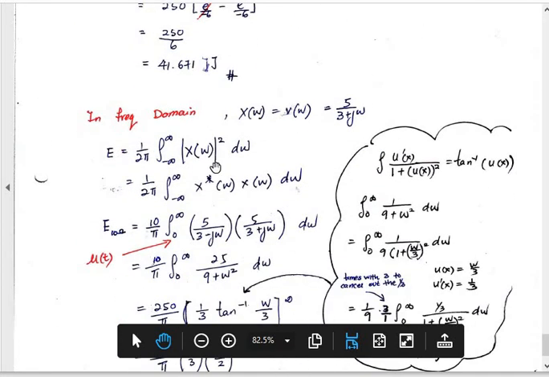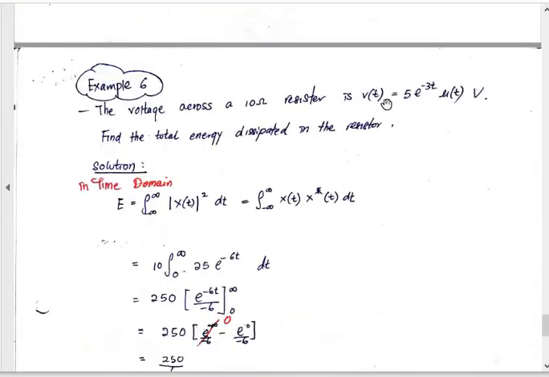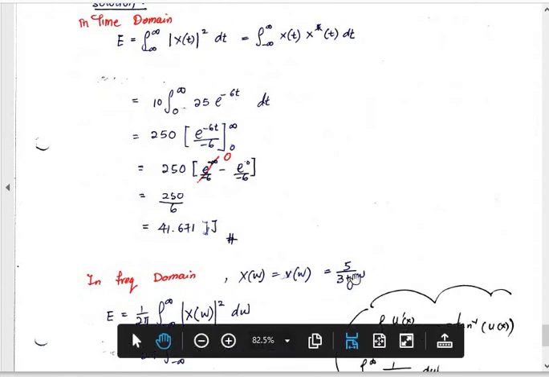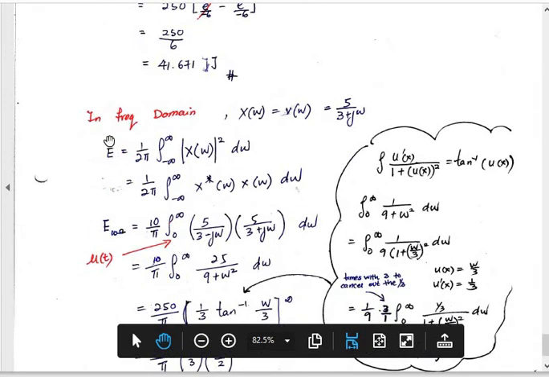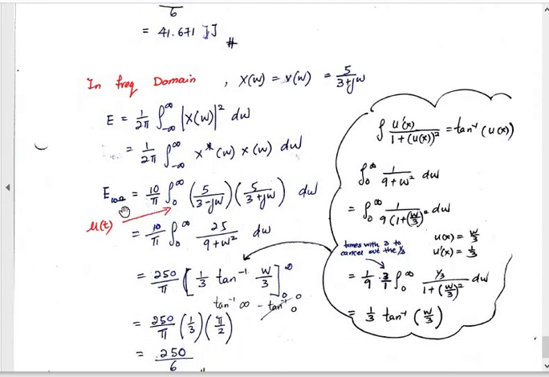If you want to solve it in the frequency domain, you also can, but you have to convert everything into the frequency domain. For example, you have v of t, so you need to change it to V of omega. 5 exponent negative 3t u of t changes into 5 over 3 plus j omega. The formula is like this, 1 over 2 pi times the modulus of X omega squared, or X conjugate omega times X omega. So the energy dissipated in the 10 ohm resistor is 10 over pi.